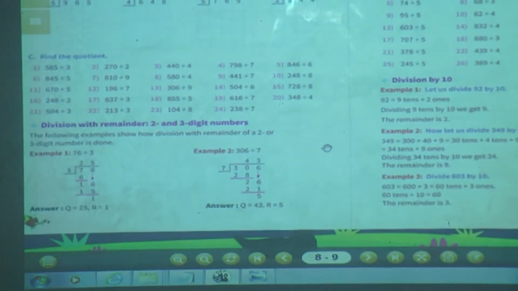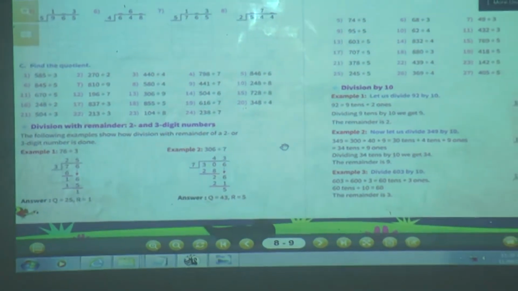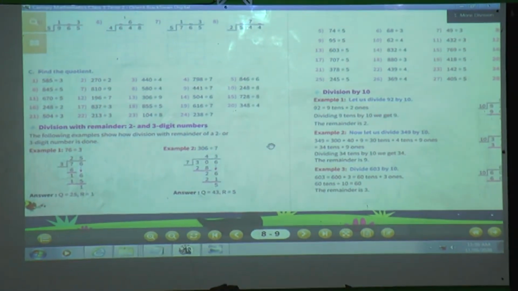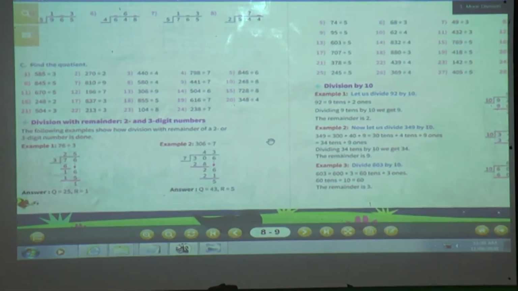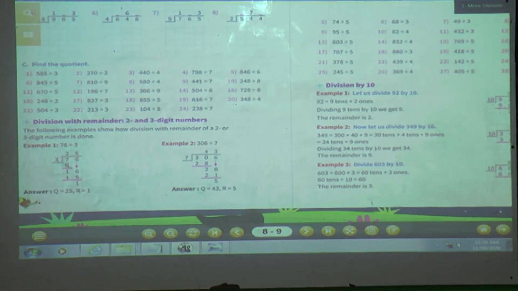Students, in our last session we have completed exercise 1.4. Now today we will see the next part. So open your textbook, page number 8. Division with remainder, that is 2 and 3 digit numbers. So look at the board here. The following examples show how division with remainder of 2 or 3 digit number is done.